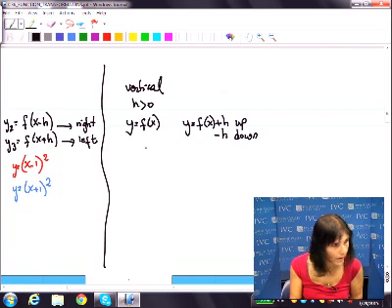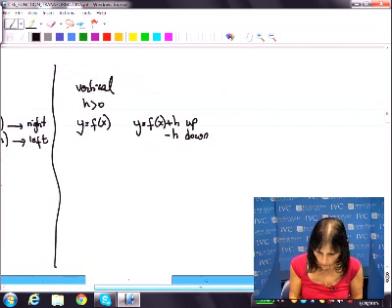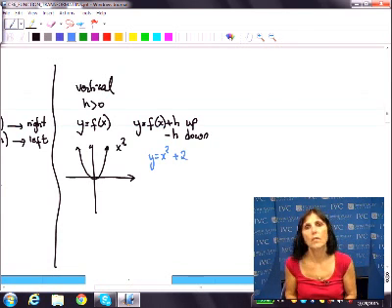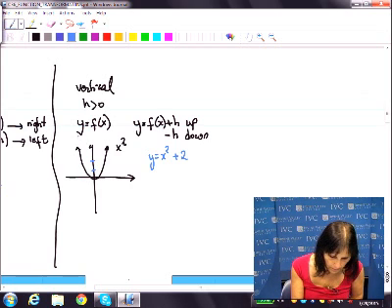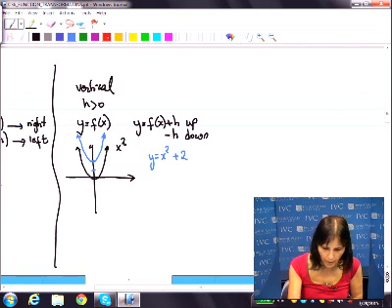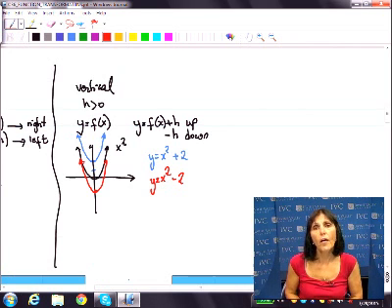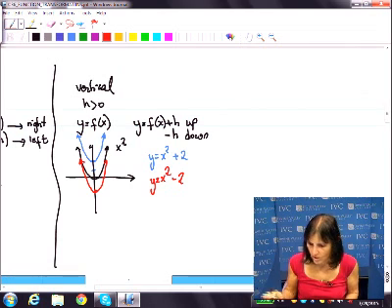Alright, well, let's start with our famous x squared. Picture of x squared. If I want the picture of y equals x squared plus 2, I'm going to take this and move it up. How about x squared minus 2? I'm going to take this, move it down. Alright, very good.